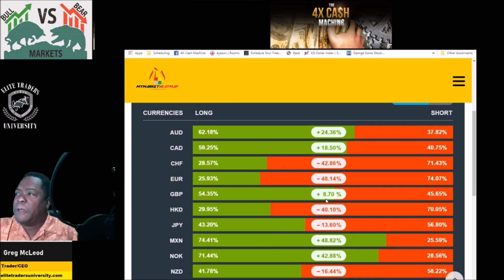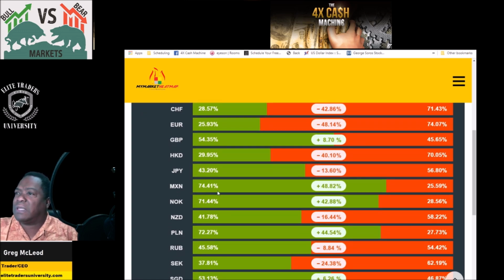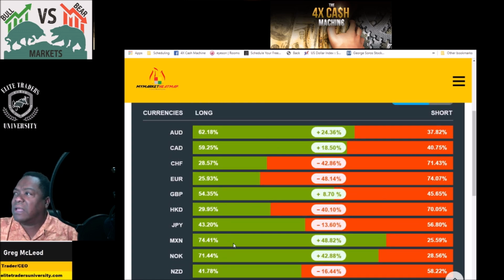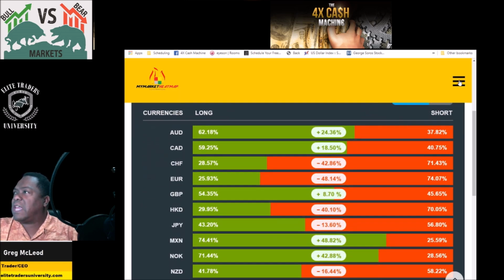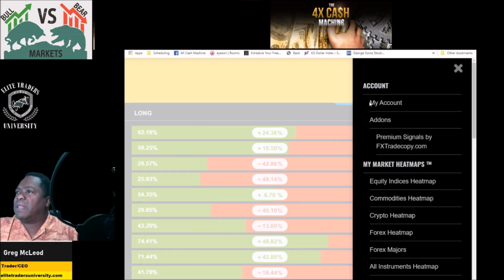It's not fair. But when we had a lot of people who were very long euro, and they got crushed, right? A lot of people were long Australian dollar, and they were getting crushed. And so this is telling you that people are still long Aussie dollar, and they're probably going to get crushed later on. But let's look at the heat map, and that's what I really want to focus on.